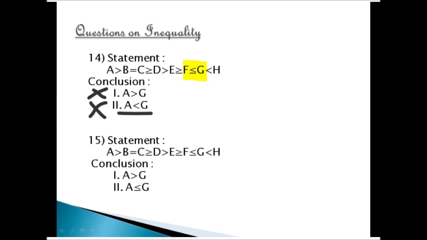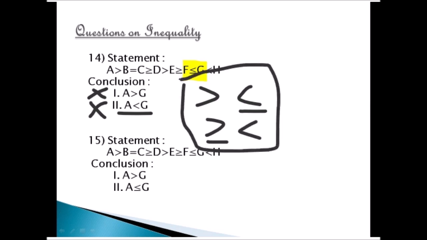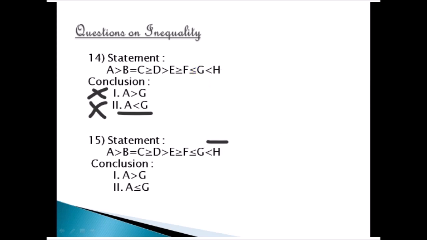But this is not an either or case, because as we discussed, this kind of symbols or conclusions are either cases, but here the symbol is not validating to either case, so this one is neither case. So question number 14 is neither one or 2.